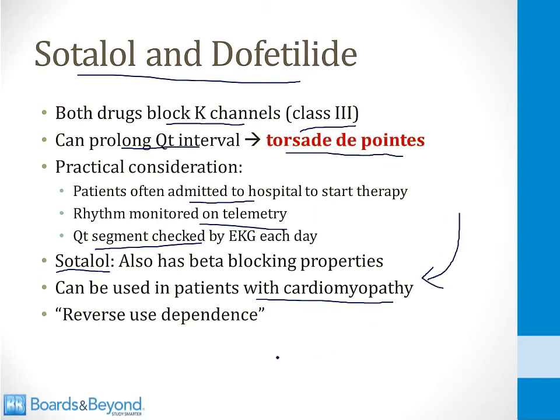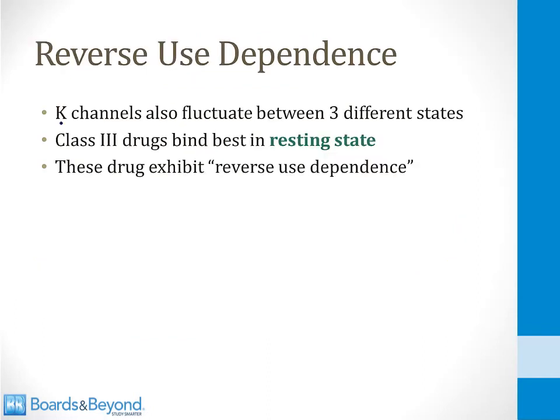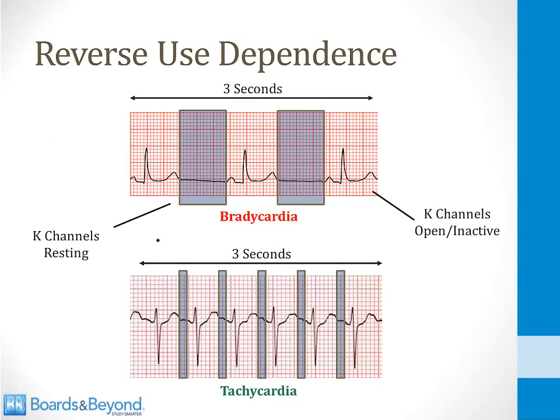And both of these drugs carry a unique feature called reverse use dependence, which is the opposite of use dependence that we talked about before. Reverse use dependence has to do with the fact that potassium channels also fluctuate between 3 different states, just like sodium channels. The class 3 drugs, sotalol and dofetilide, bind best in the resting state. Therefore, these drugs exhibit what's known as reverse use dependence, meaning they exert their greatest effects when the channel is not in use. This means that these drugs have more effect in patients who are bradycardic.